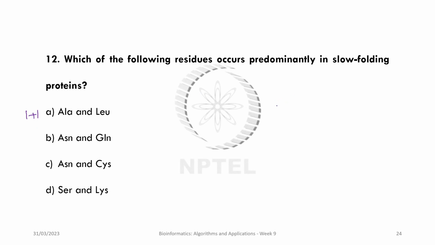So what do you have in slow? A, C, G, L. You have A, L, asparagine, glutamine. So you have C here, L here, E here. So we are going with option A.